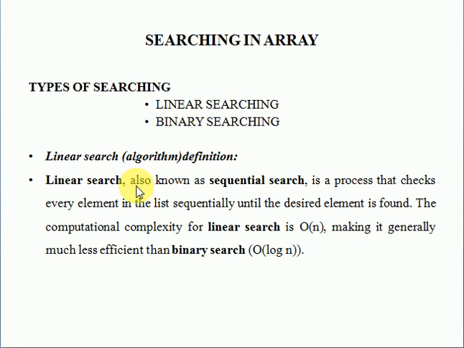Linear searching is also known as sequential search. It is a process that checks every element in the list sequentially. It is used to search for an element sequentially until the desired element is found. The desired element is also called a search key, that is, the key element. The computational complexity of linear search is O of n. It is generally much less efficient than binary search.